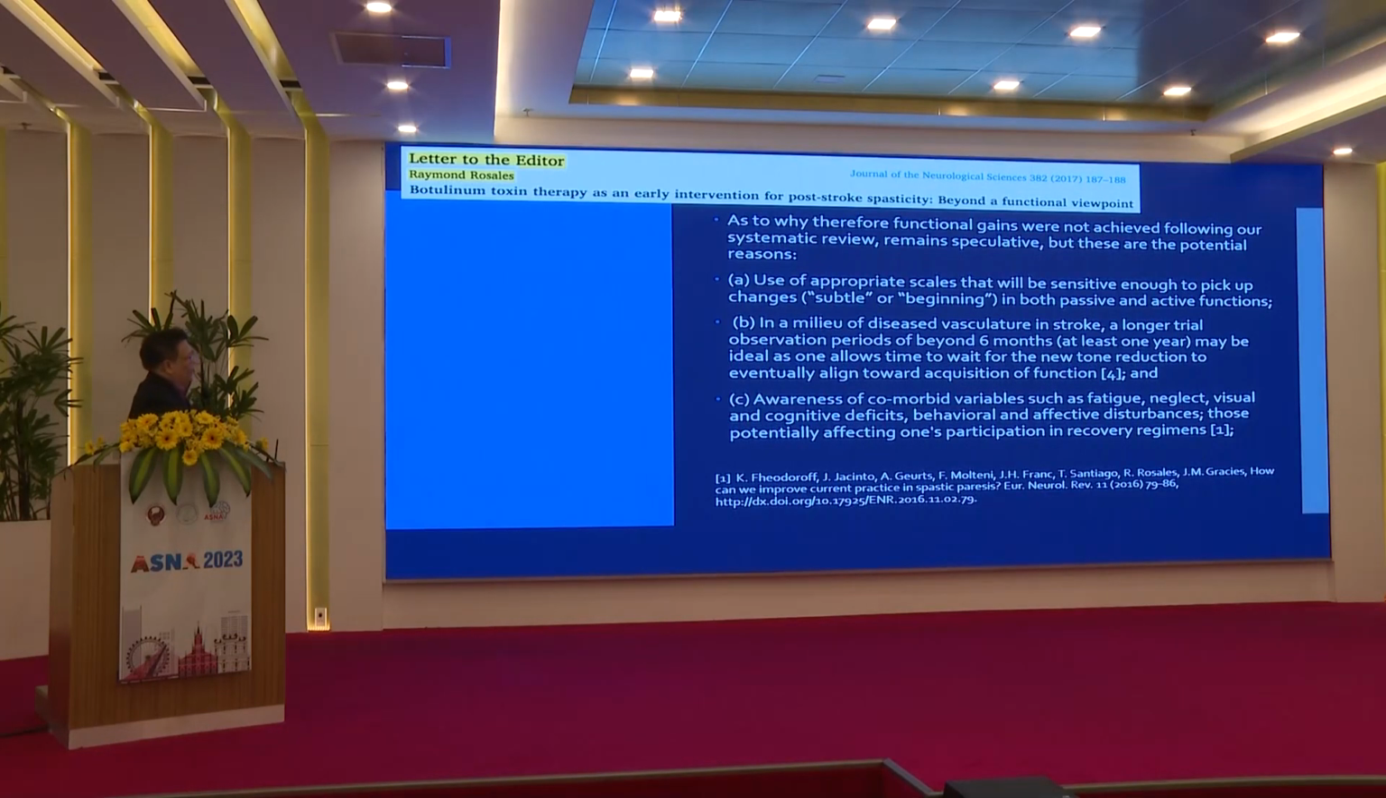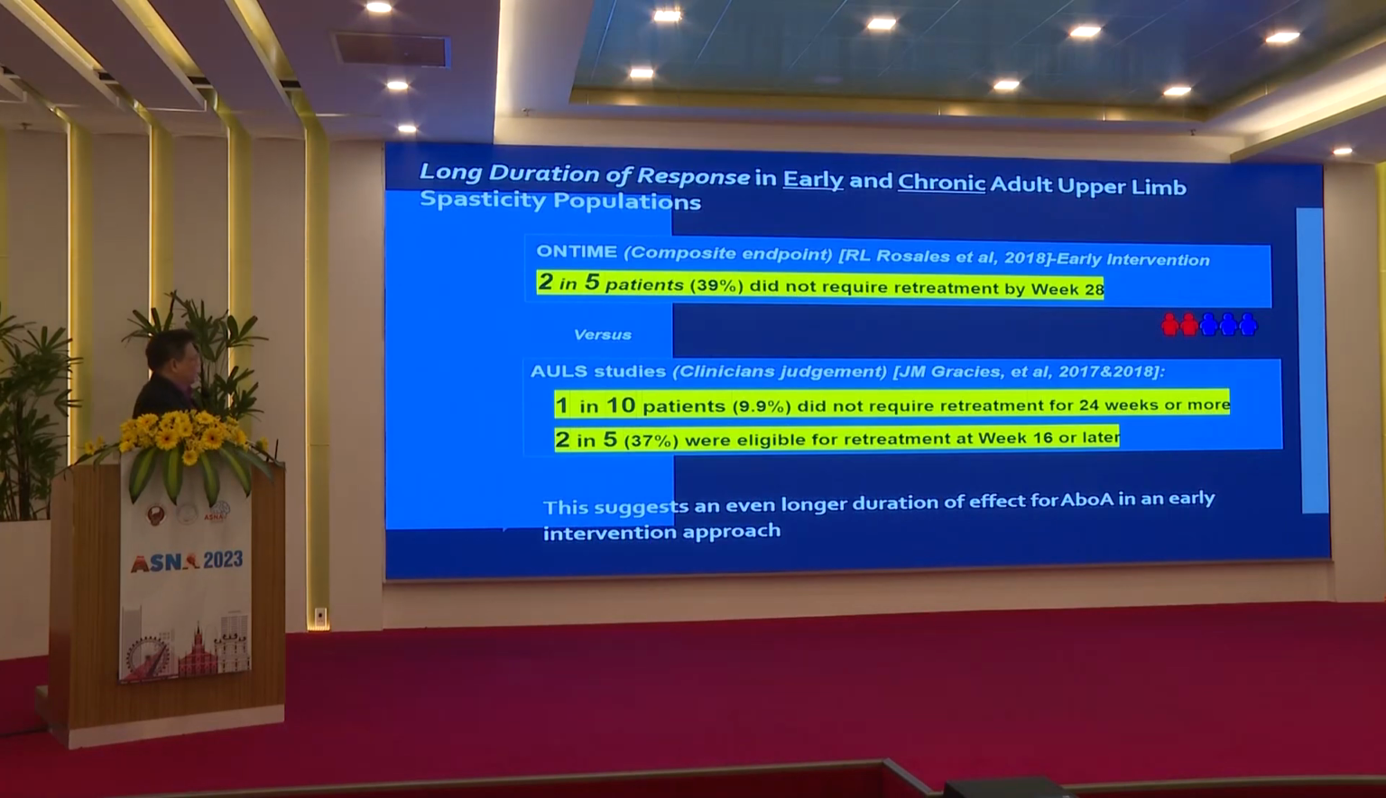As to why the active arm function was not really impacted in both studies, we can venture on many reasons, but we could look at the milieu of vasculature in stroke patients, and of course, perhaps the scales we used were not very sensitive. So this is the summary of those studies comparing early versus late intervention.